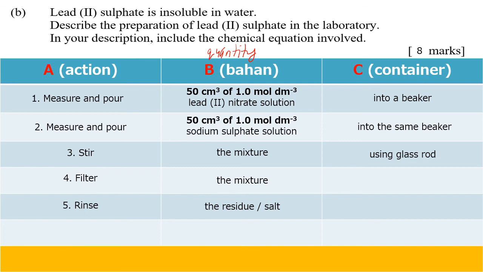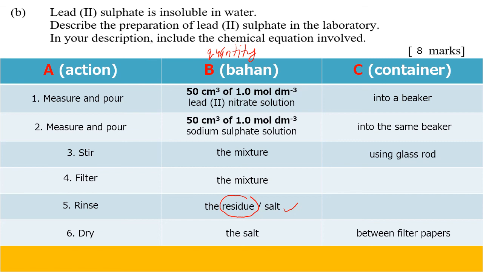Okay, and then next one adalah kita perlu rinse the salt or residue tadi. Okay, lepas kita filter, dia akan jadi residue dekat atas filter funnel. So, kalau kita rasa kita tak tahu perkataan residue ni, just use the salt or precipitate. Okay, in this case, residuenya adalah precipitate lah. And after that, kita mesti dry the salt. Okay, between filter paper.